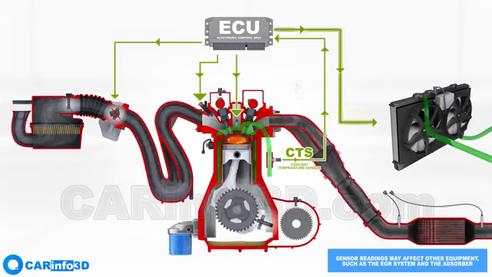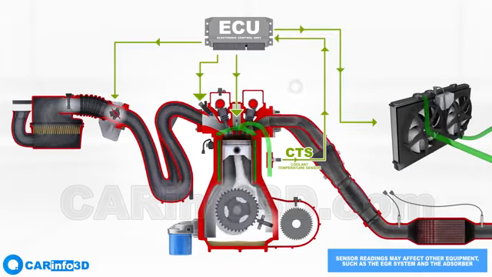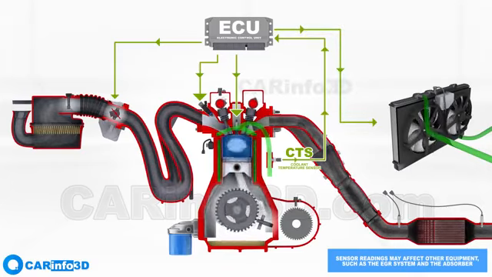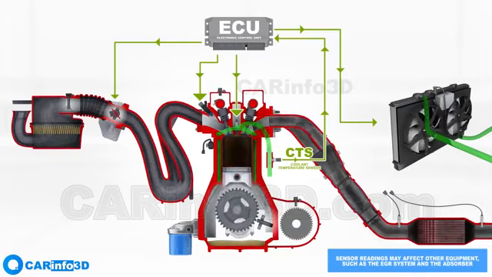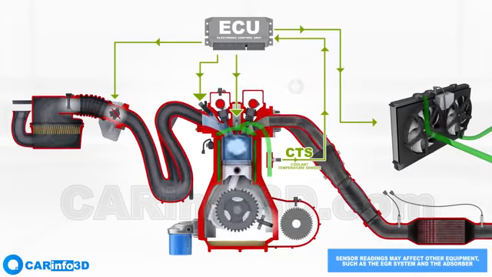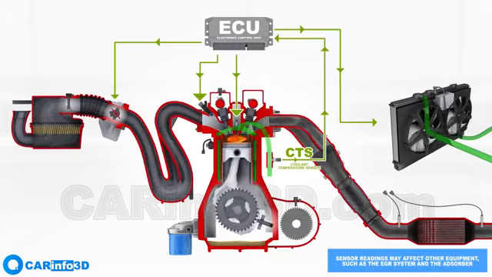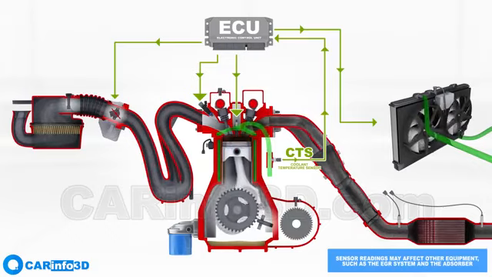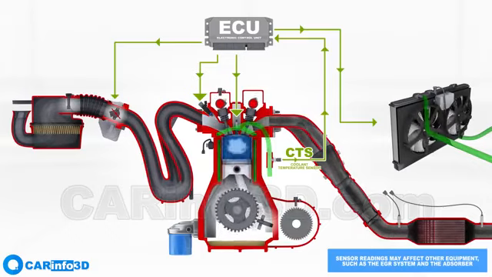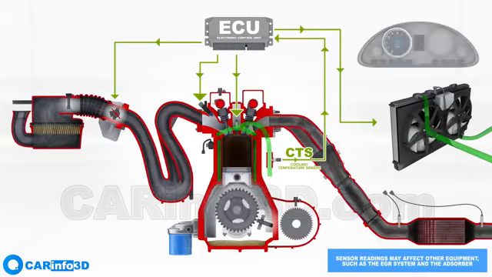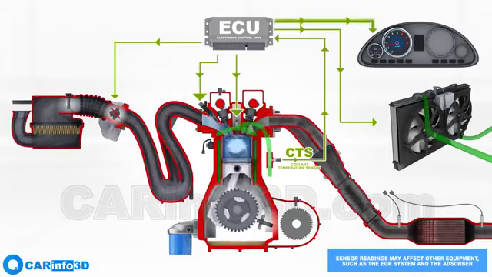When the operating temperature is exceeded, the ECU turns on radiator fans. It should be noted that the fans can be turned on using a separate sensor, known as the fan switch, which is not connected to the ECU. Temperature information is displayed on the vehicle's dashboard.